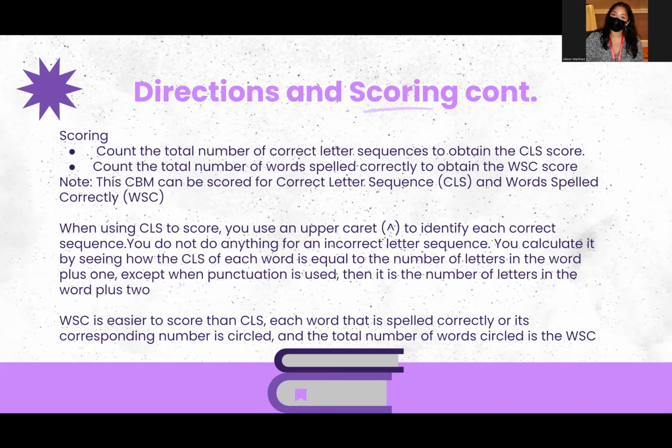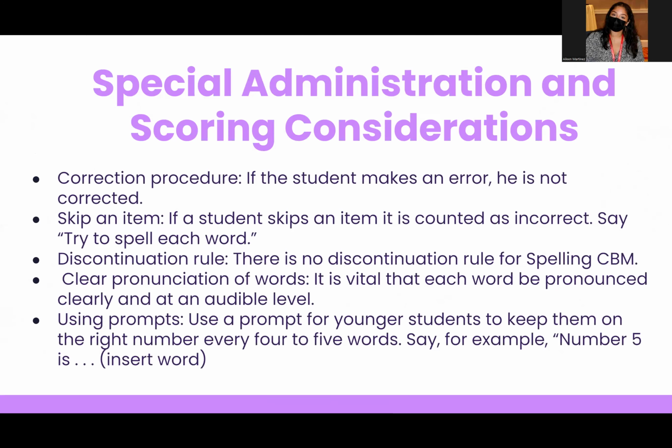So it is a bit easier to score spelling CBMs when you use the words spelled correctly, the WSC method, instead. Basically, each word that is spelled correctly or its corresponding number is circled, and the total number of words circled would be the amount of words spelled correctly, the WSC. So those are the two ways that you can score spelling CBMs.